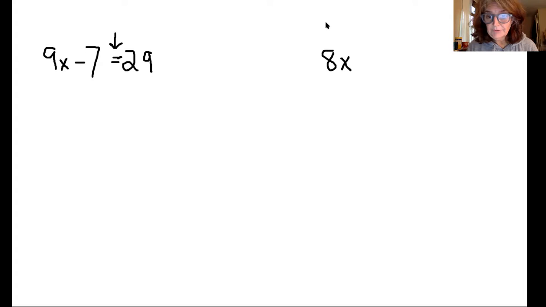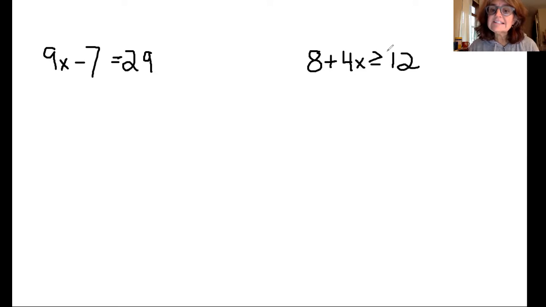Look at that. Let's do this. Let's do 8 plus 4x, okay? Now here's where we're going to make a difference. We're going to do is greater than or equal to 12, okay? So this is an inequality. 8 plus 4x is greater than or equal to 12. You didn't have to have that equal sign underneath. It could just be greater than, okay?